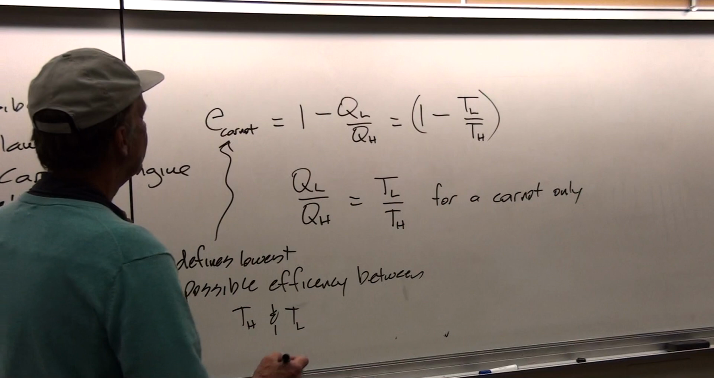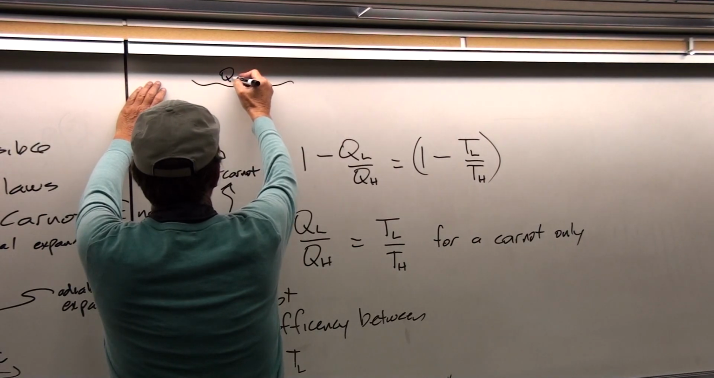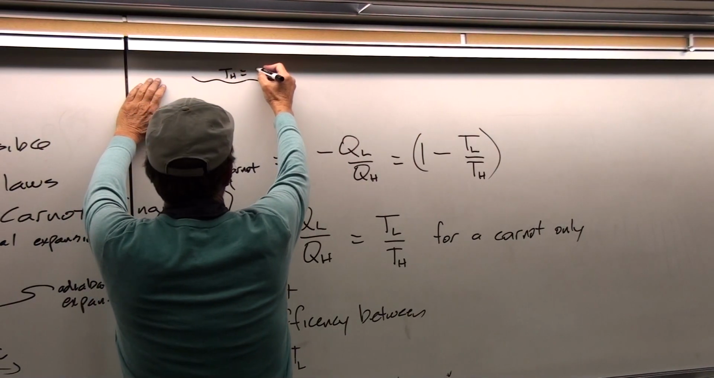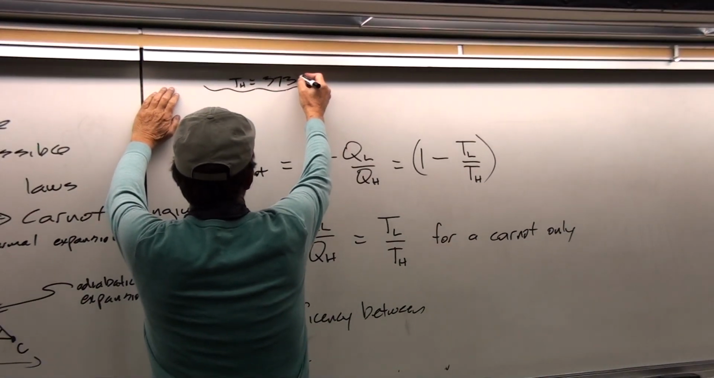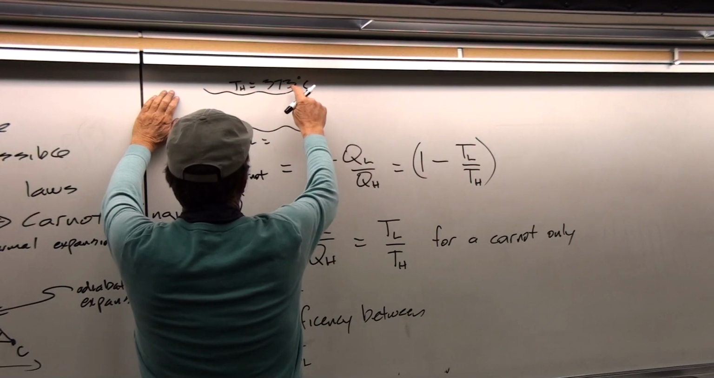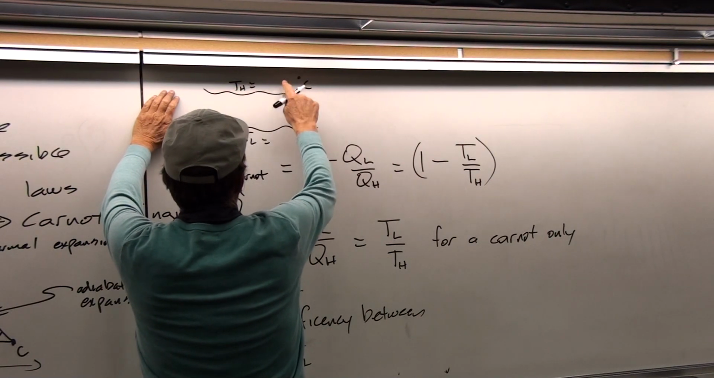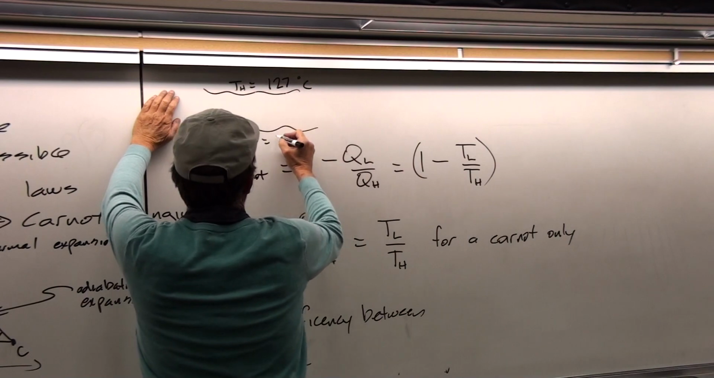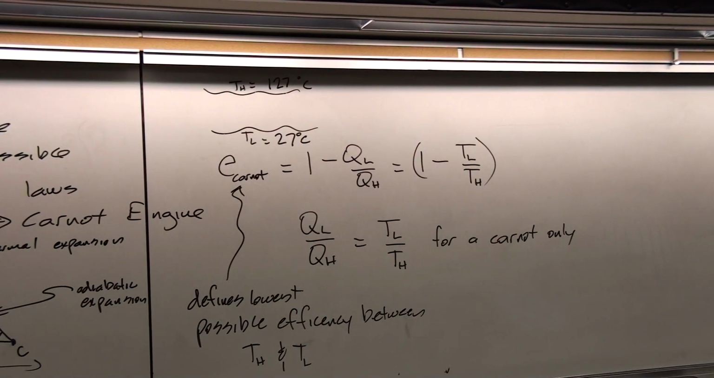So for example, we might want to find the Carnot efficiency if you have, say, a temperature TH here that's equal to 127 degrees centigrade and goes to TL, which is 27 degrees centigrade. Okay. So TH and TL we'll write like that in degrees centigrade.